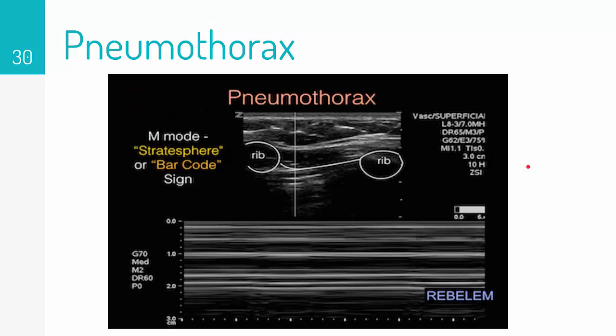Now this image shows us the barcode sign, which suggests pneumothorax. Instead of seeing motion in the pleura, the lung and pleura appear as static lines similar to the cutaneous soft tissues. So again, you can see here, up here we have our soft tissue. This is likely our pleural line, and down here, none of that seashore sign.